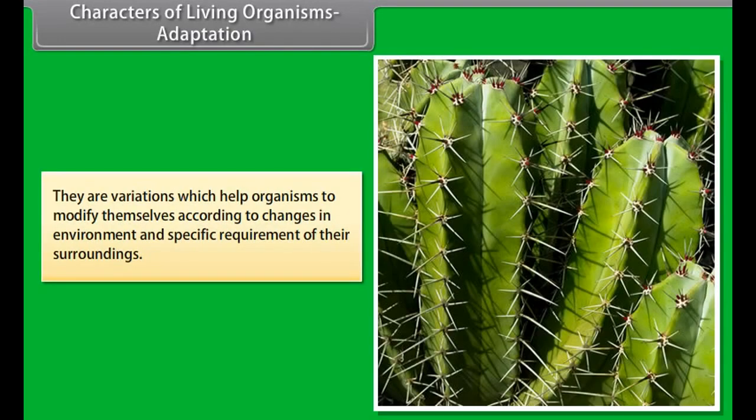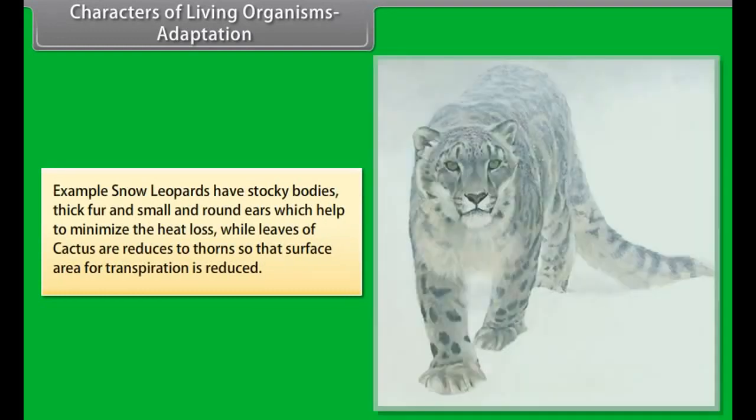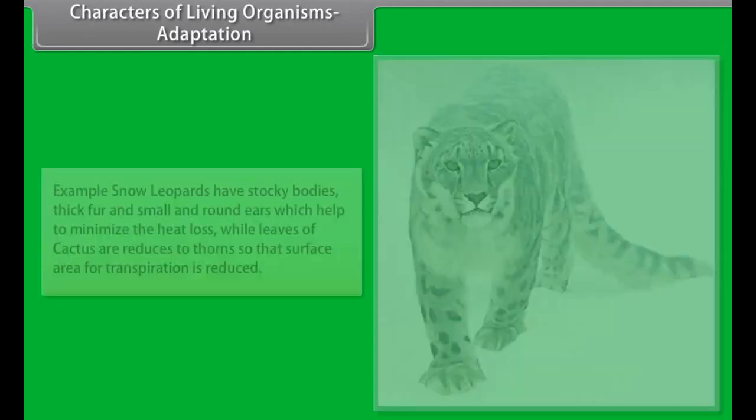Characters of living organisms. Adaptation. They are variations which help organisms to modify themselves according to changes in environment and specific requirement of their surroundings. Example: snow leopards have stocky bodies, thick fur and small and round ears which help to minimize the heat loss, while leaves of cactus are reduced to thorns so that surface area of transpiration is reduced.